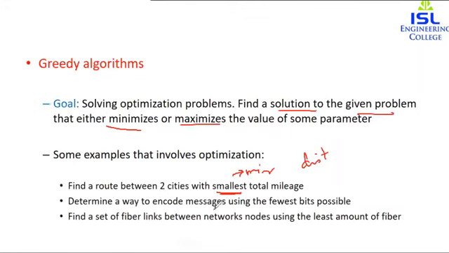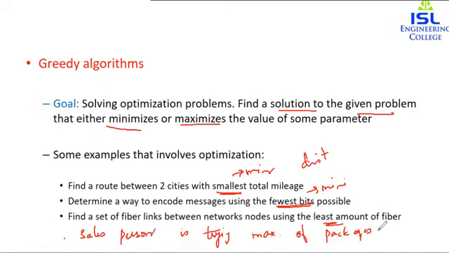In this case, we are supposed to encode messages using the fewest bits. So even this is a minimization problem. And finding a set of fiber links between networks, in this case also we are using the least amount of fiber. Apart from that, a maximization problem would be, suppose a salesperson is trying to deliver packages. He wants to deliver the maximum number of packages in the least distance to be covered. So this can be known as a maximization problem.